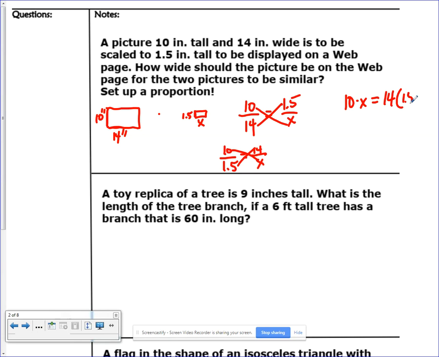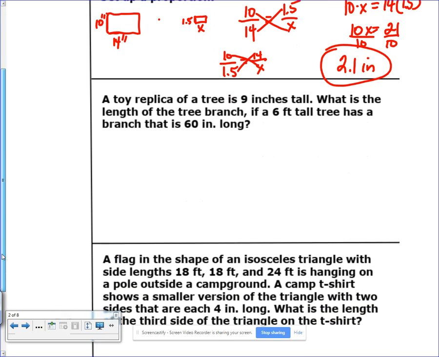I'm going to put this in parentheses. This gives you 21. This gives you 10 times X, and when you divide by 10, you should get 2 1/10 inches. That doesn't really make sense because we don't measure inches and tenths. It's always halves, quarters, eighths, 16ths, 32nds and stuff, but we'll let it go.